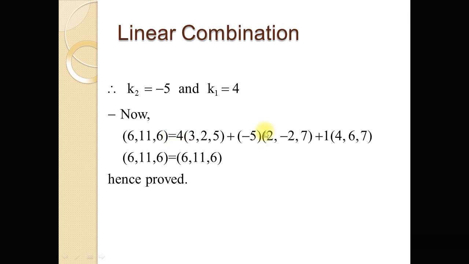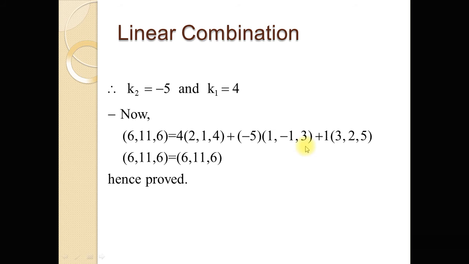12 and minus 10 means 2, and 4 1s are 4. 4 and 2 is 6. Now for the second component, 2 4s are 8, and 5 2s are 10. 8 and 10 is 18, and plus 6. So we can verify our result.